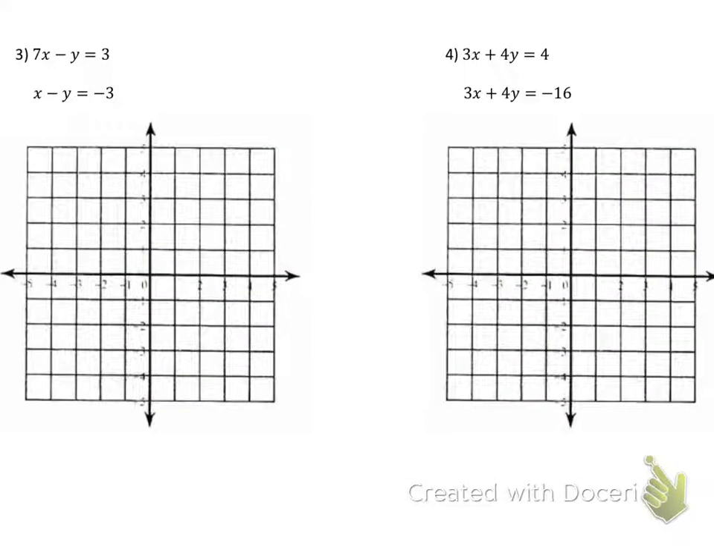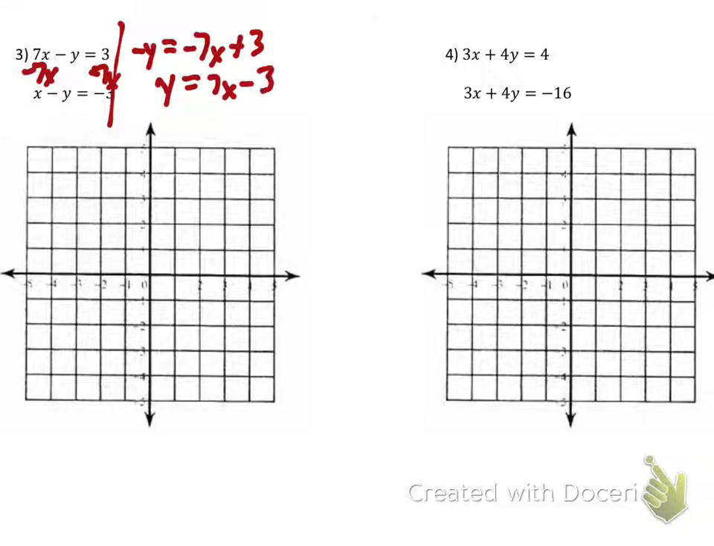All right, for these next ones, these are not in y equals. So what I'm going to have to do is take the 7x over. I'm going to do that to both of them. And I'm going to get -y is equal to -7x plus 3. And then I still have the -y over here, so I'm going to divide by -1. And I'm going to get y is equal to 7x minus 3. So that's my first equation.